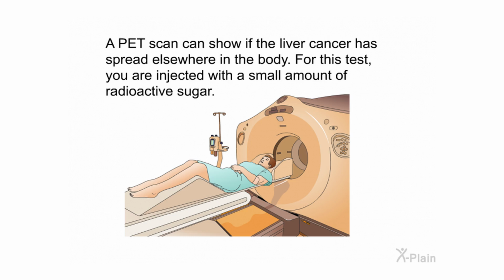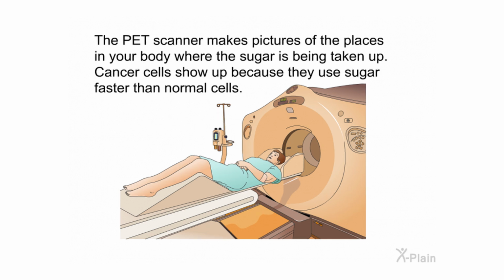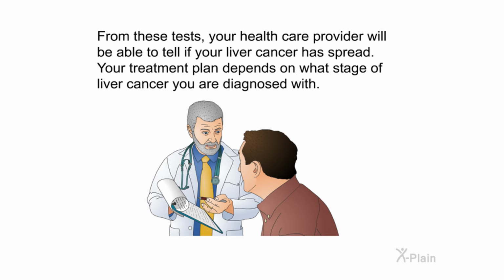A PET scan can show if the liver cancer has spread elsewhere in the body. For this test, you are injected with a small amount of radioactive sugar. The PET scanner makes pictures of the places in your body where the sugar is being taken up. Cancer cells show up because they use sugar faster than normal cells. From these tests, your healthcare provider will be able to tell if your liver cancer has spread. Your treatment plan depends on what stage of liver cancer you are diagnosed with.